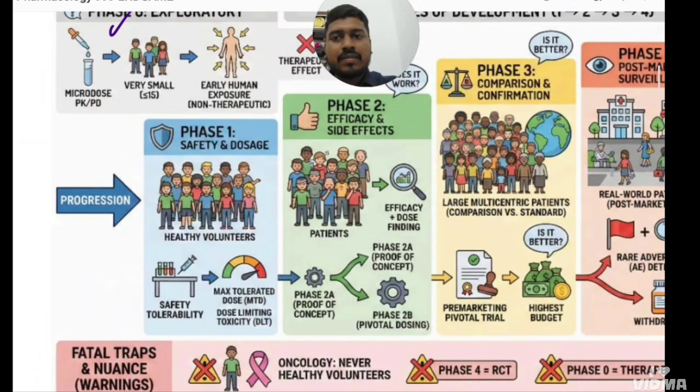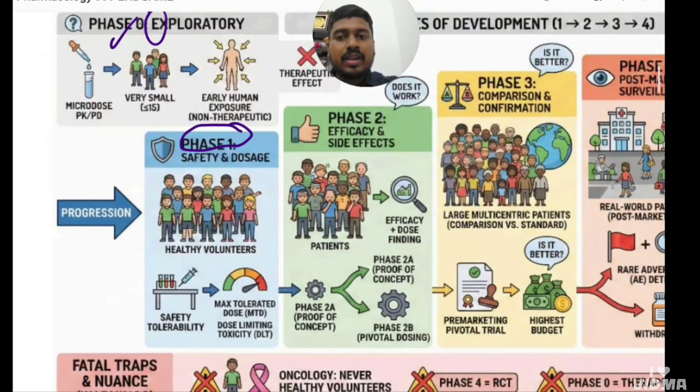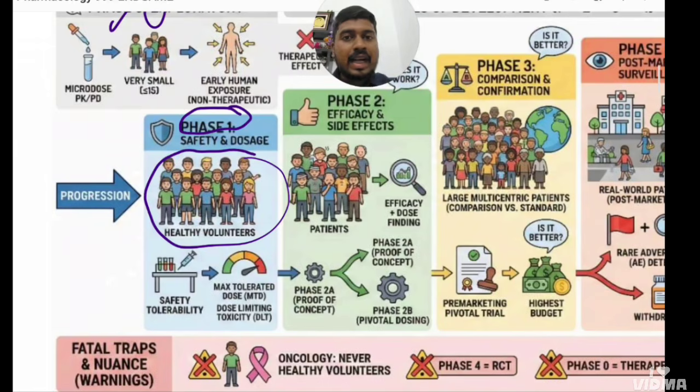After this comes phase 1. Phase 1 is where we'll see the safety. So this is exploratory and this is safety. Here we take healthy volunteers, not sick patients. We take healthy volunteers and we assess the safety of the drug.